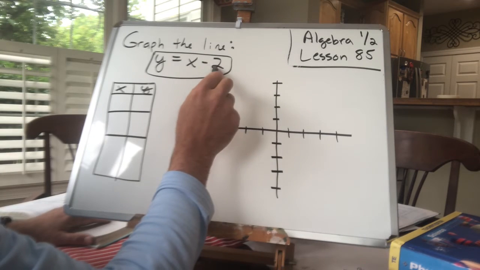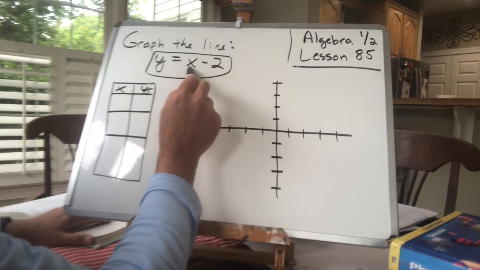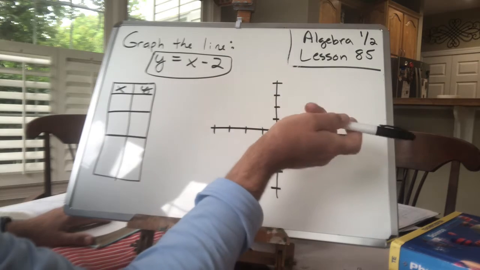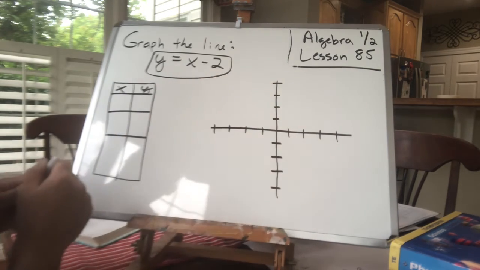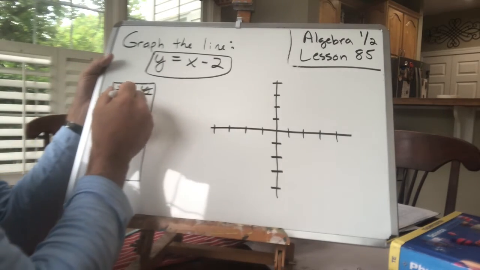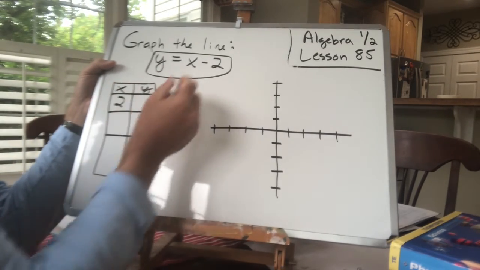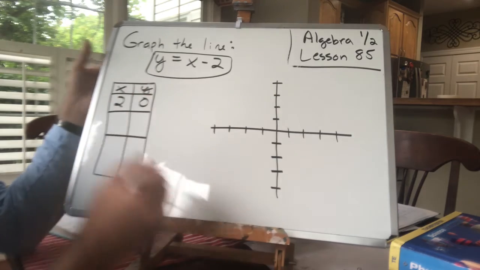So I have this 2 over here. If I make x equal 2, what would y equal? If I make x equal 2, 2 minus 2, y would equal 0. So I'm going to do that one first. X equals 2, then y would equal 0.